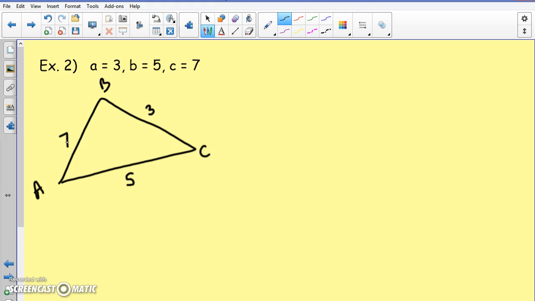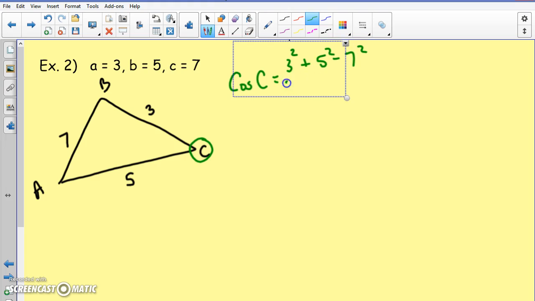So this time we have side, side, side. So we're not given any of the angle values. We're given all the sides. So it's recommended that we should try and find the largest angle first. So we're going to try and do angle C first. Okay. So it's going to be cosine C, and then it's our a squared plus b squared minus c squared over 2 times ab. So 3 times 5.